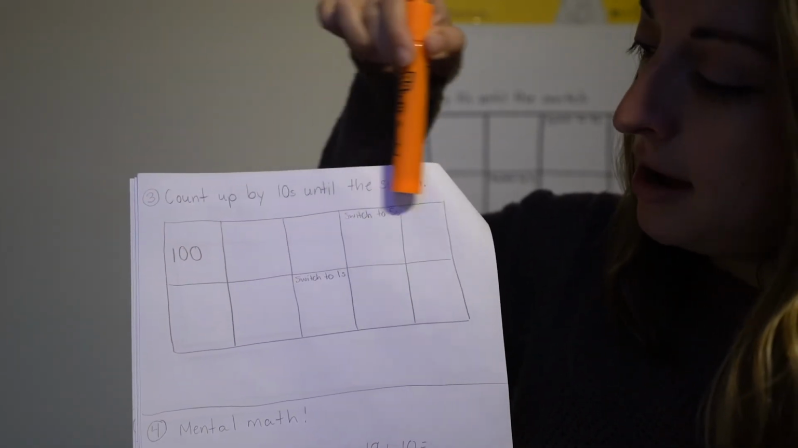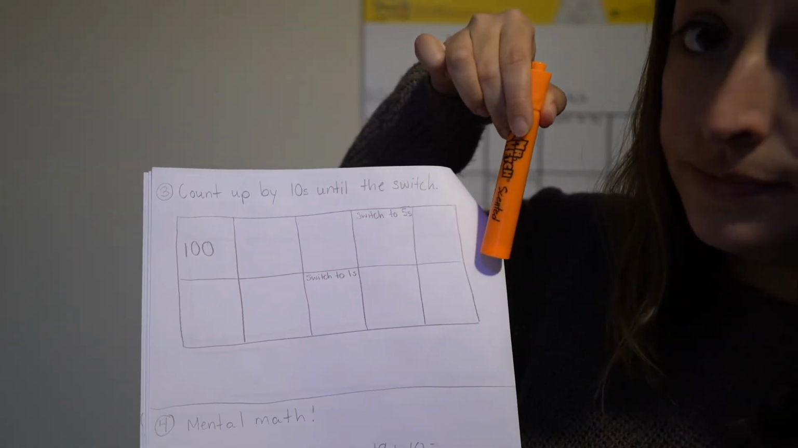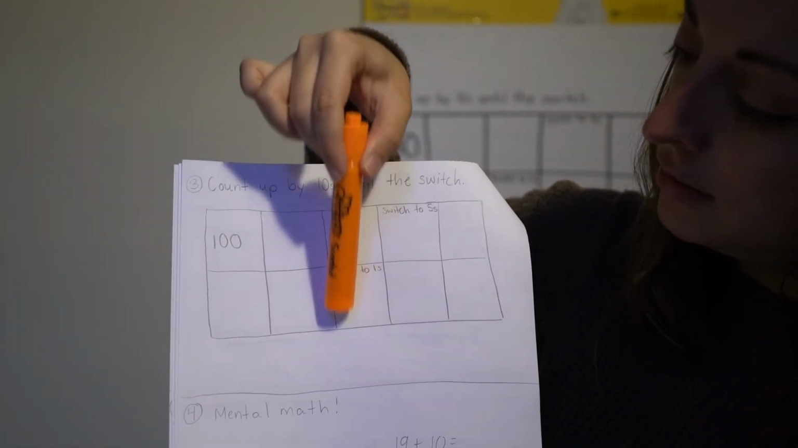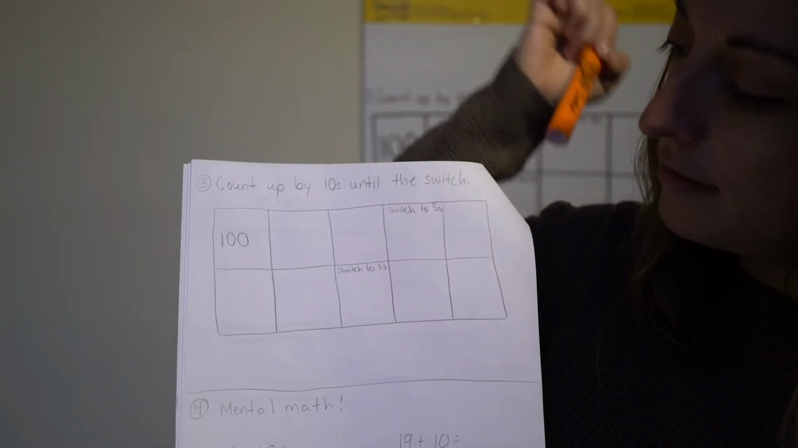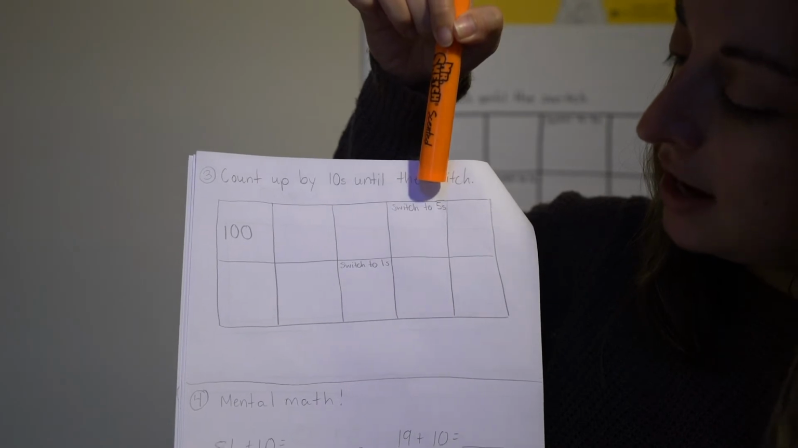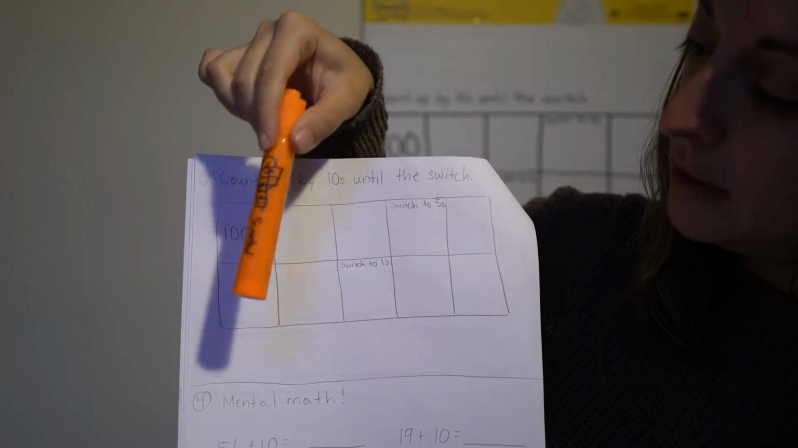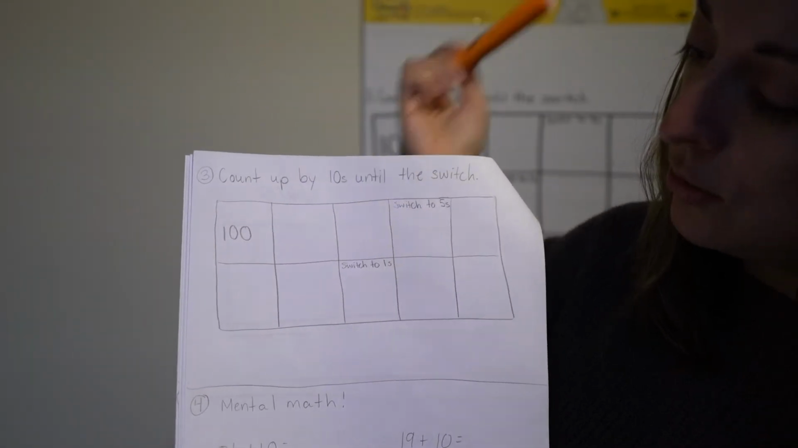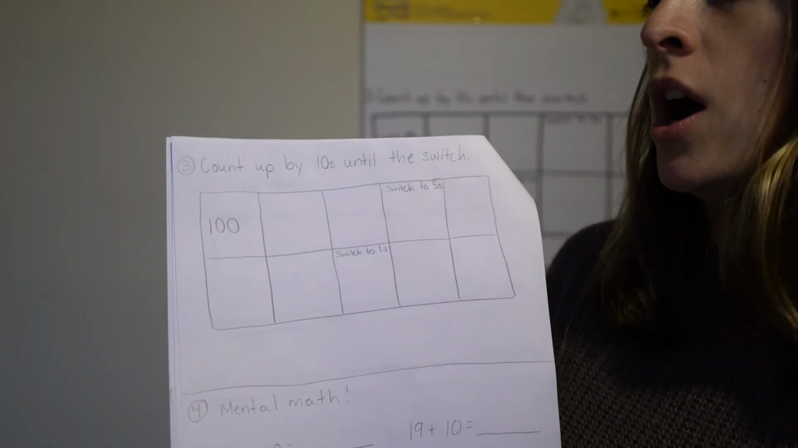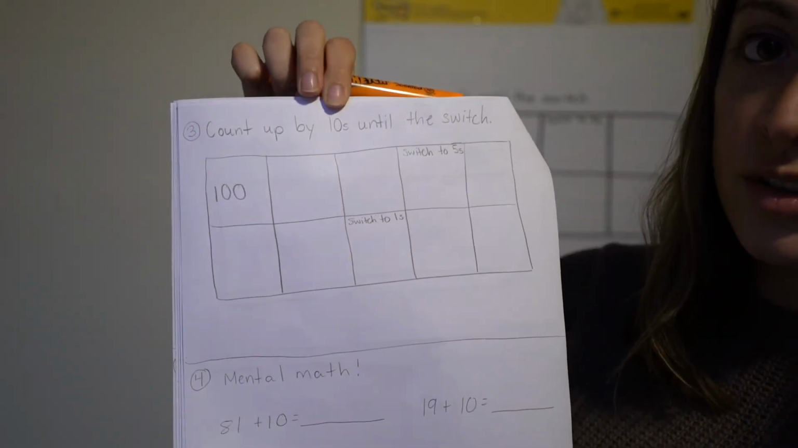You're going to draw a box, like a rectangle. You're drawing a line in the middle. And then you're going to draw 4 lines. 1, 2, 3, 4. On the 4th box, you're writing switch to 5s. On the box below, on the 3rd one, you're writing switch to 1s. And then on the first box, you're writing 100. So I would pause this video now so that you can make sure you have this all down.